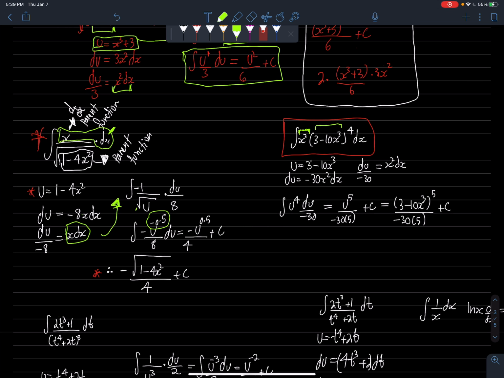So just set u equal to 3 minus 10x cubed, right? Because we have the derivative of it on the outside. We have x squared on the outside, which will be the derivative of the inside. But let's say, for example, you had a t over here. Then you wouldn't be able to use U-substitution. Because why? The derivative of the inside would not be on the outside.